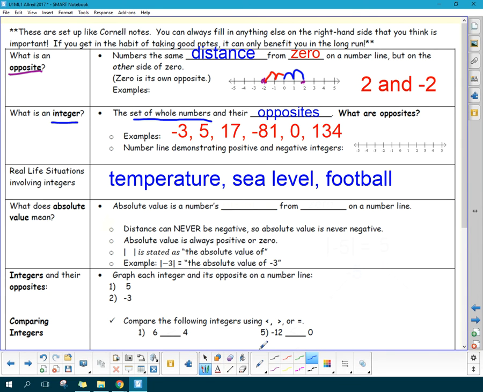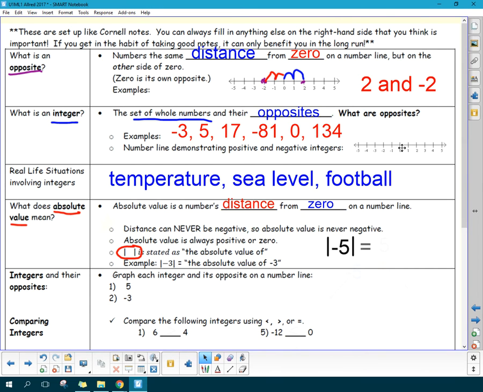Now that we've talked about integers and opposites, we can talk about absolute value. What does absolute value mean? You talked about this in 6th grade a little bit, but here's my definition. Absolute value is a number's distance from 0 on a number line. So if I give you a number like -5 and ask you to find the absolute value of it, these little bars right here, that's the absolute value symbol.